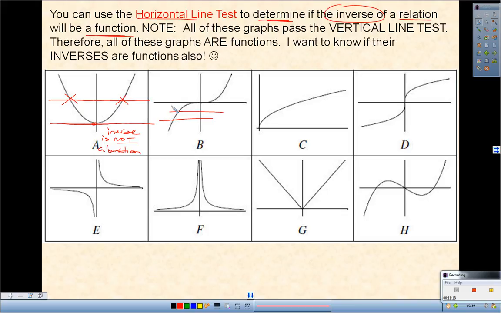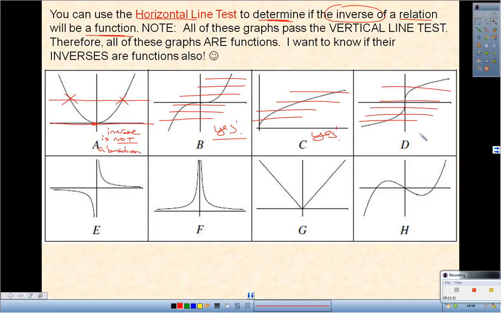If I draw horizontal lines, I notice that it only touches it in one place. So yes, the inverse is a function. Again, if I draw horizontal lines, yes, it is a function. If I draw horizontal lines, then yes, its inverse is a function. But right here, it hits in two places, so the inverse is not a function.